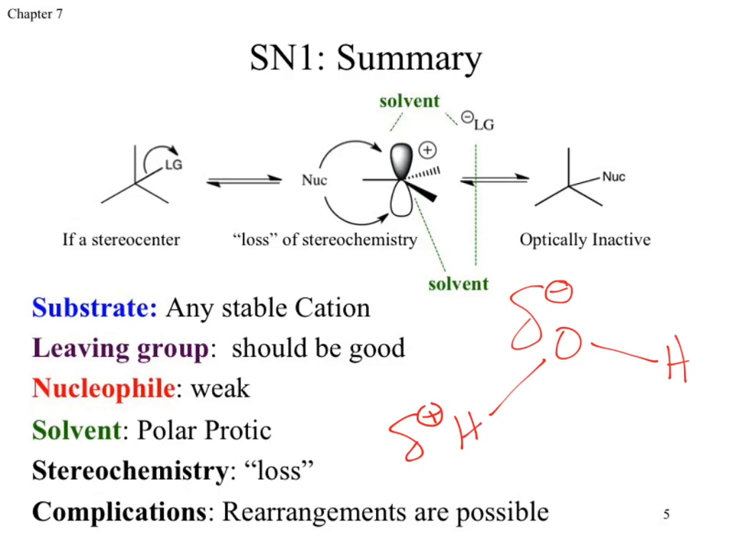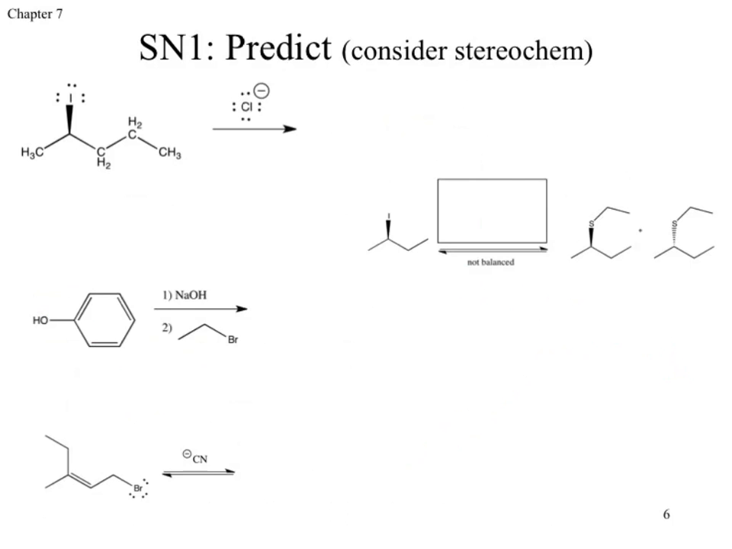Okay? When it comes to stereochemistry, we're going to have a loss of stereochemistry. And then with our complications, you're going to have to watch out for rearrangements and resonance. Both of those can potentially bite you if you aren't looking for them. Questions about the SN1? Okay. I'm going to give you 2.5 minutes. So if you've got questions, raise your hand and ask. I'm only giving you 2.5 because I want to get through the SN2.